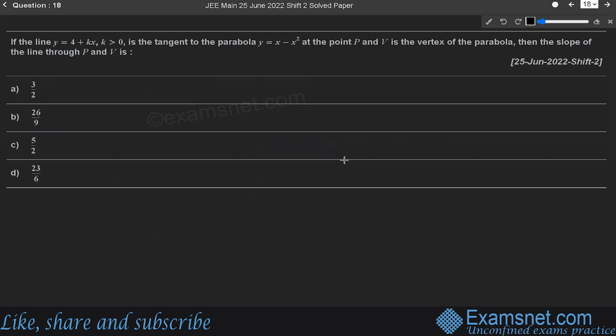Next question is, if the line y is equal to kx plus 4, where k is greater than 0, is the tangent to the parabola y is equal to x minus x square at the point P and V is the vertex of the parabola, then the slope of the line through P and V is. It is given that line y is equal to kx plus 4 touches the parabola y is equal to x minus x square. So kx plus 4 will be equal to x minus x square. So x square plus k minus 1 into x plus 4 will be equal to 0. It only has one root.